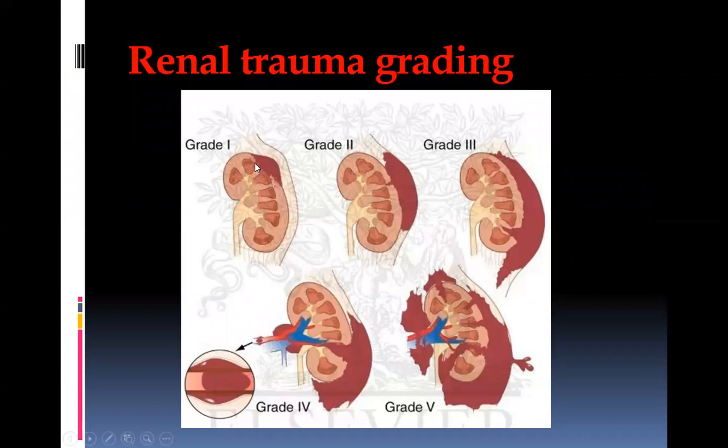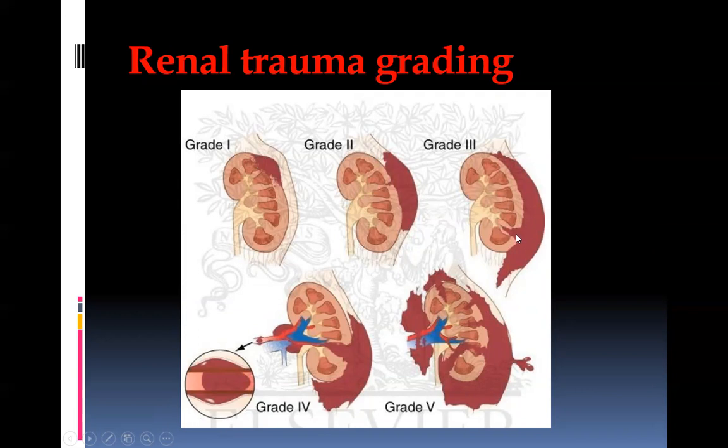So these are the grades which tell you when not to operate on the patient and when to open the patient. Grade 1 is just a subcapsular collection, a blunt trauma, and the kidney has a subcapsular hematoma like this. Grade 2 is a larger subcapsular hematoma with a 1 centimeter cortical laceration. Laceration means injury to the cortex.